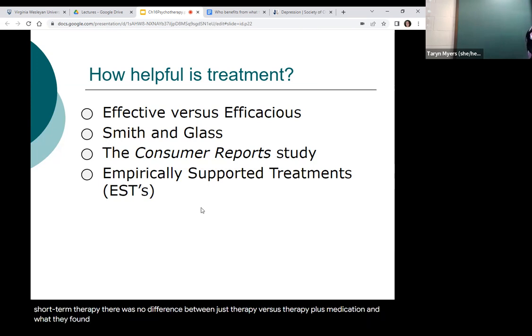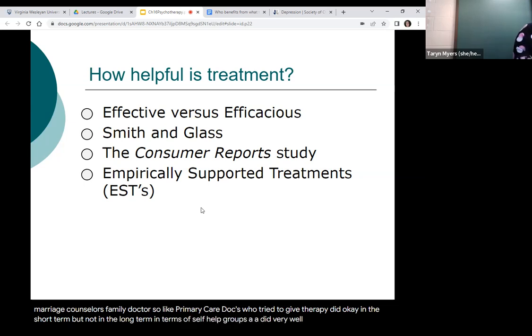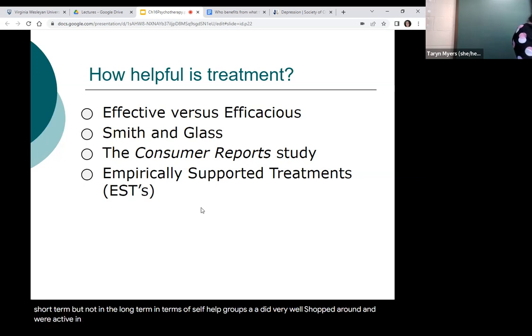And what they found is psychologists, psychiatrists, and social workers did equally well. And at that time, they did better than marriage counselors. Family doctors, so primary care docs who tried to give therapy, did okay in the short term, but not in the long term. In terms of self-help groups, AA did very well. People who shopped around and were active in their therapy did better than people who just kind of went. And essentially, no treatment was better than any other at that point in time.